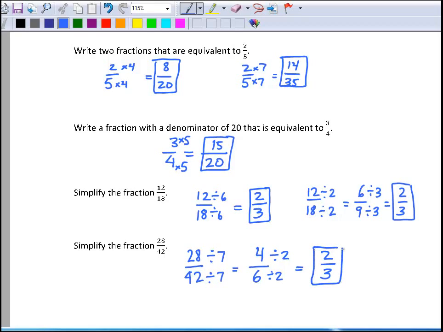That's a coincidence that I got the same answer in both of those. So that's a quick review of how to write equivalent or simplified fractions.